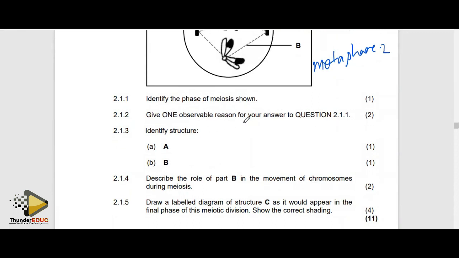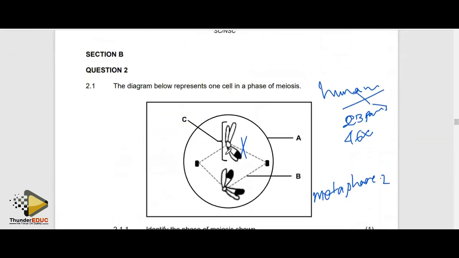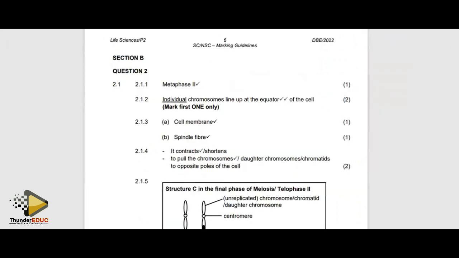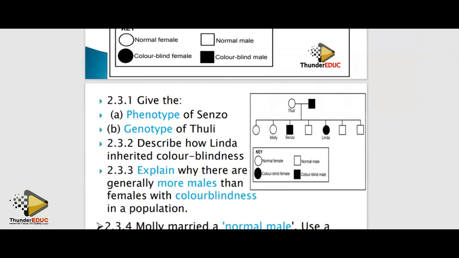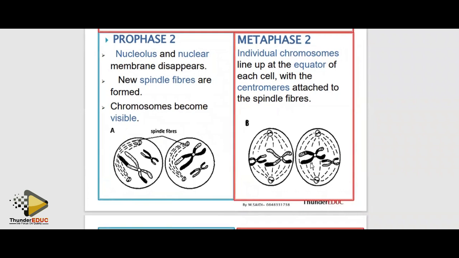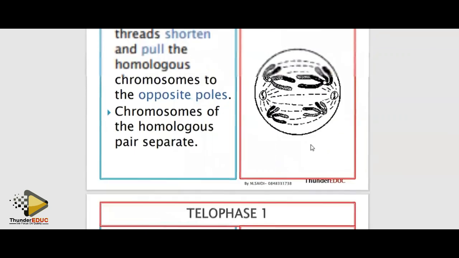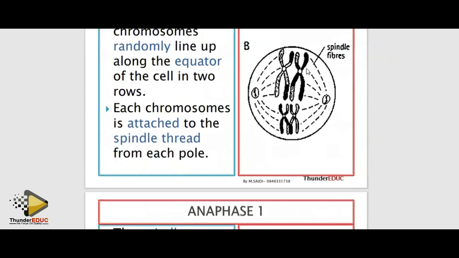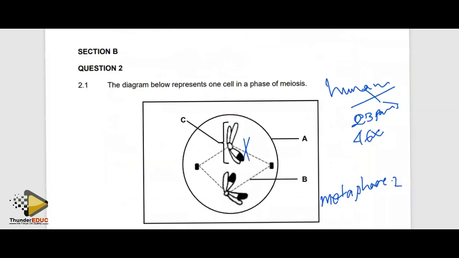Give an observable reason for your answer: because chromosomes have been aligned along the equator singly. So that it must show. Where do we find this? In our book, we go to meiosis. You see that the chromosomes are aligned along the equator singly. But if it was meiosis 1, they would be in pairs. They're not in pairs, therefore it is meiosis 2.